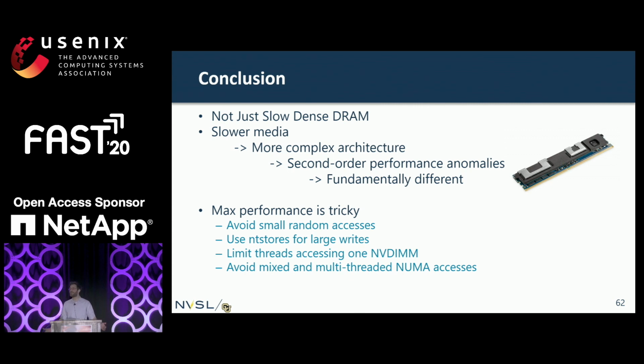So if I could give you 4 takeaways: avoid small random accesses, use non-temporal stores for large writes, limit threads accessing a single NVDIMM, and avoid mixed and multi-threaded NUMA accesses. With that, I'll stop and take questions. Thank you.